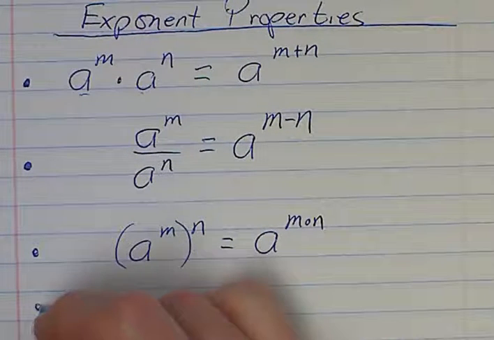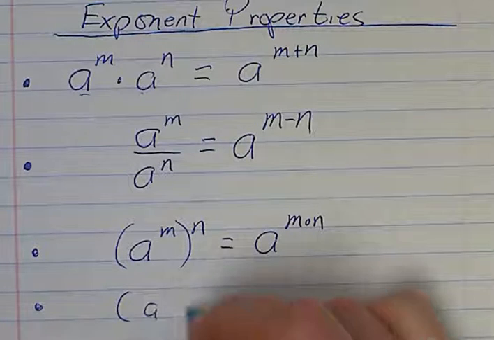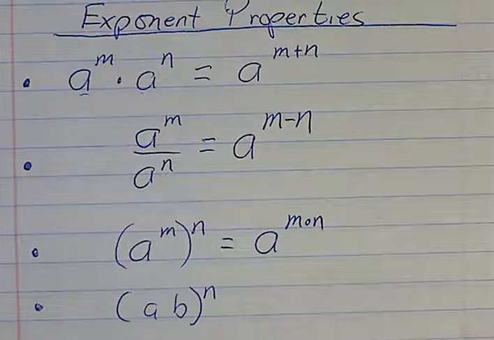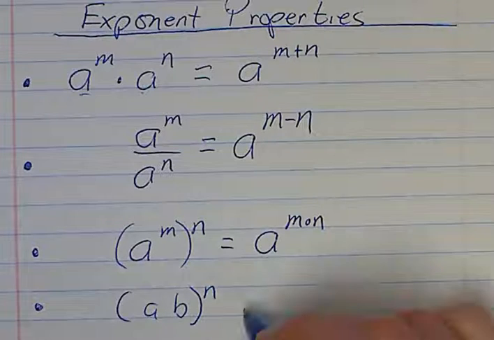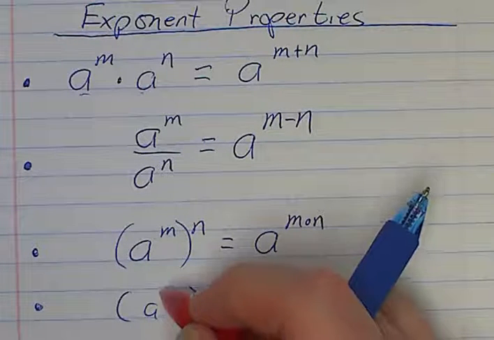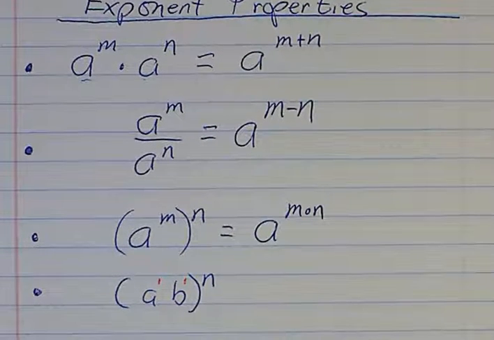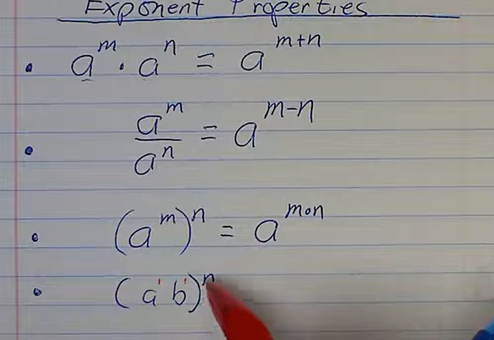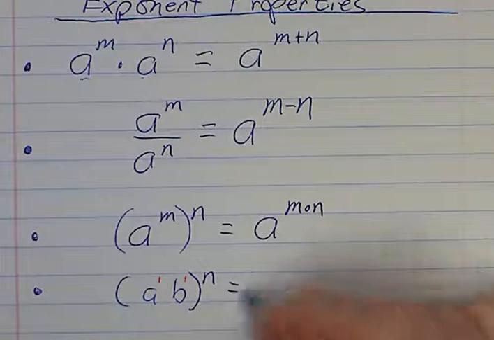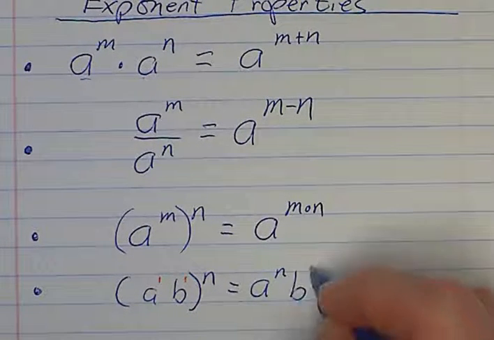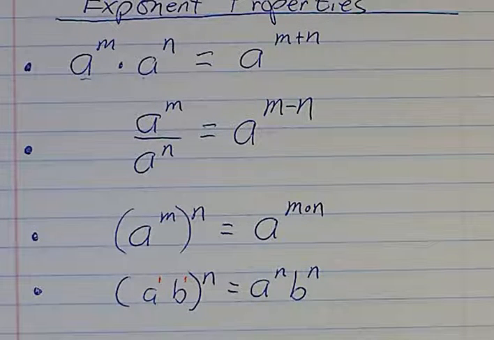Okay, now one that's a little bit of a spin-off here. If you had a times b to the n power, you almost have to think about this one as each one of these having a first power on it. And when you have more than one variable in there, this n is going to be multiplied by all the powers. So you're going to have a to the n power, and you're also going to have b to the n power. So it's almost like a distributive property.